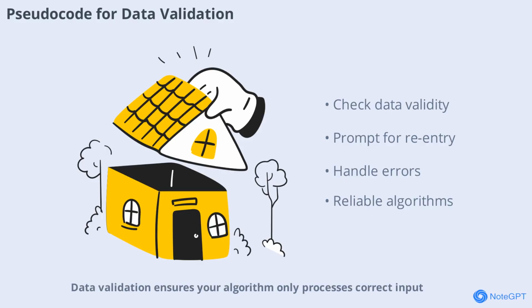Data validation ensures your algorithm only processes correct input. In pseudocode, use if statements to check if data meets certain criteria. If not, prompt the user to re-enter the data or handle the error appropriately. This keeps your algorithm reliable and user-friendly.